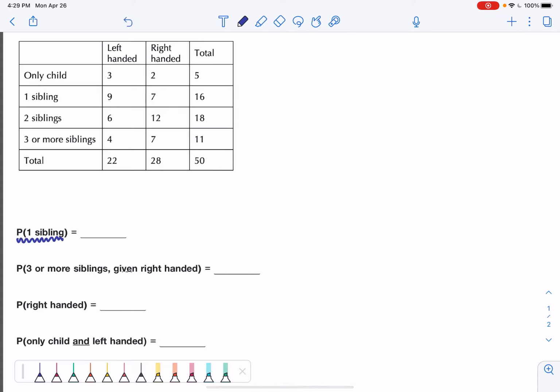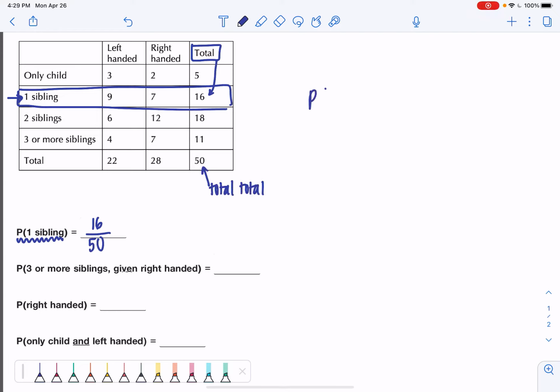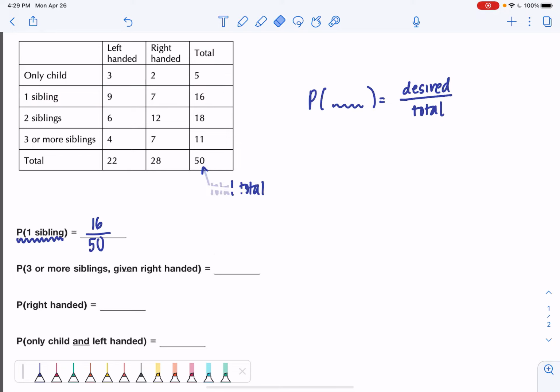Probability of having one sibling. So we find the row that has one sibling. We find the total. So 16 divided by 50, our total. Because remember, probability of something equals the desired, what we want, divided by our total.